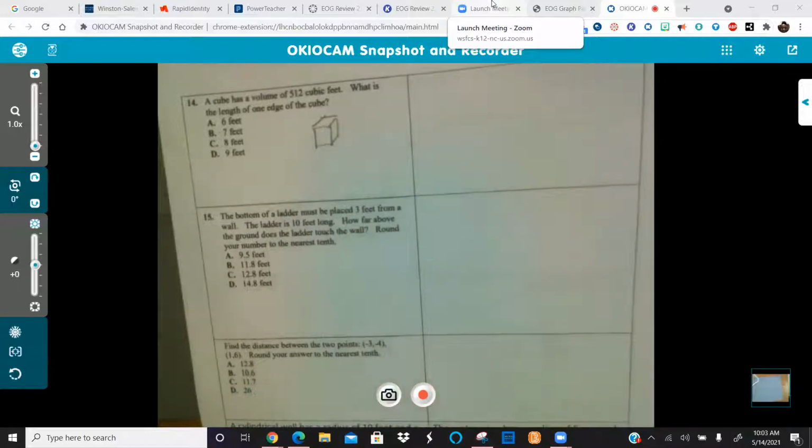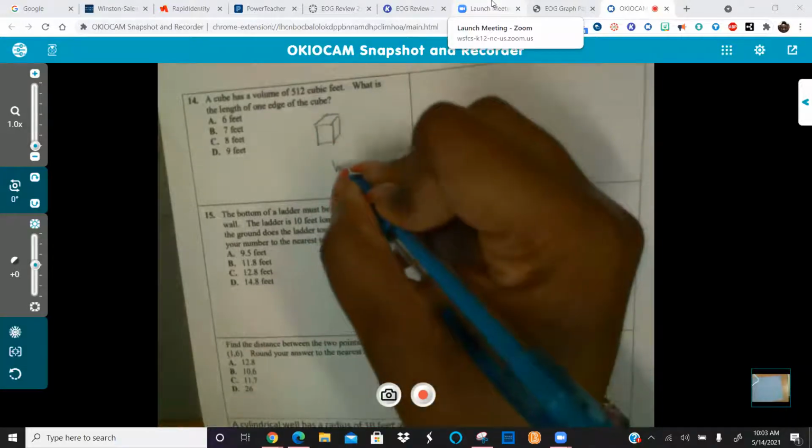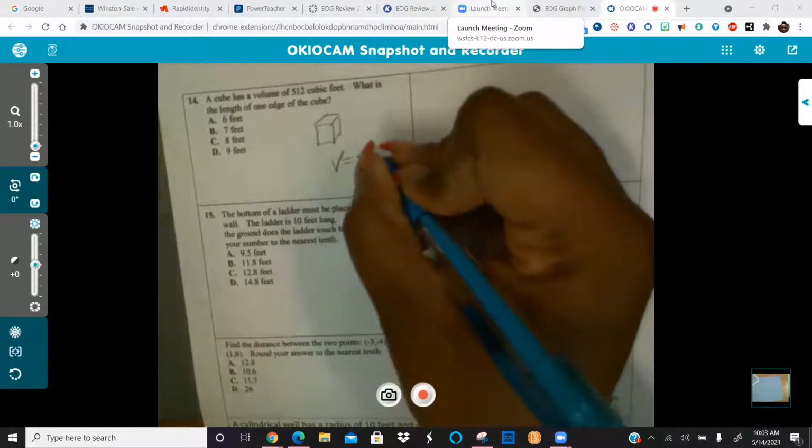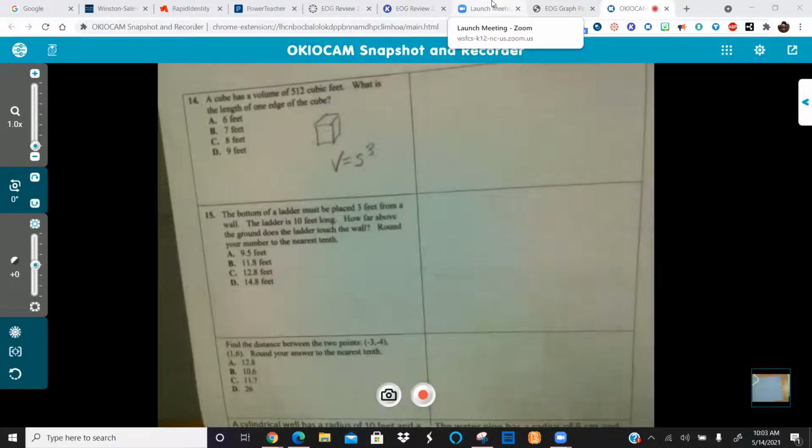They're all the same. The thing that we remember about the volume of a cube is that the volume of a cube, since all the sides are the same, is s to the third power. Okay, you don't have to say length times width times height.